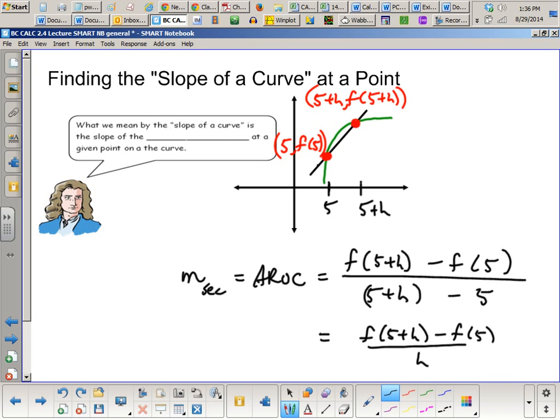Okay, so this would give us the average rate of change between the 2 red dots. Is that what we mean by the slope of a curve? No, not really. Because this is a secant line, see? That's why I titled it MC. We want the tangent line.